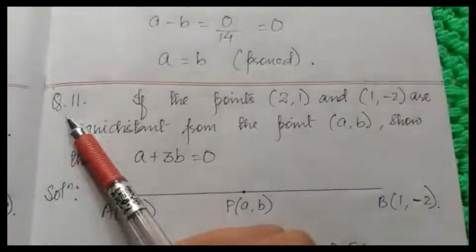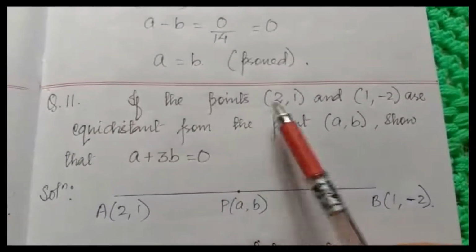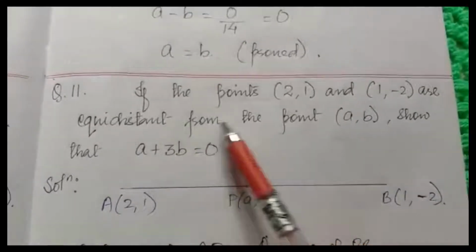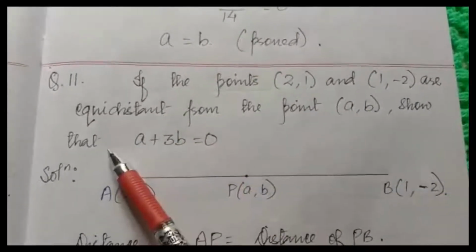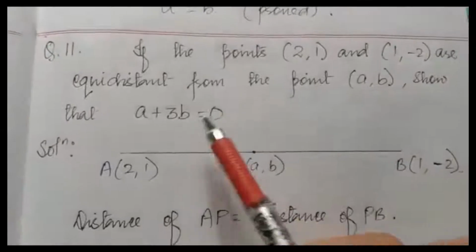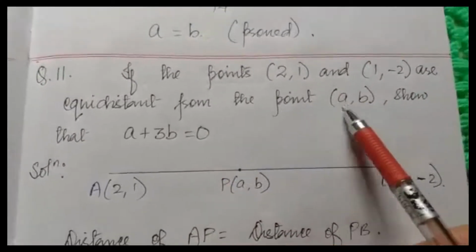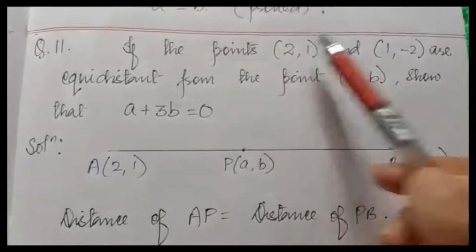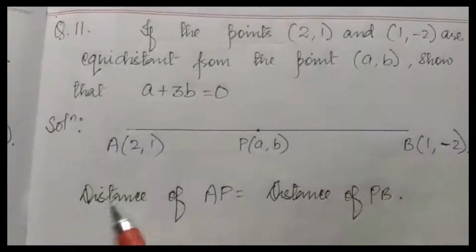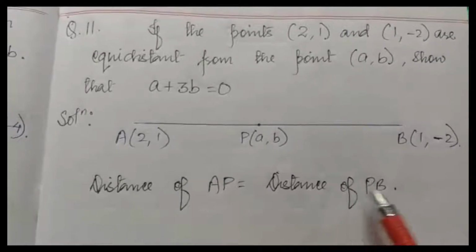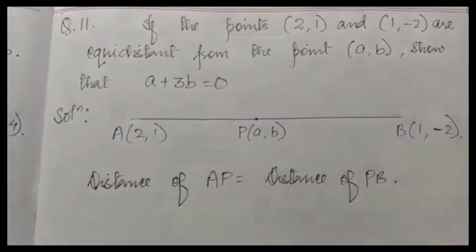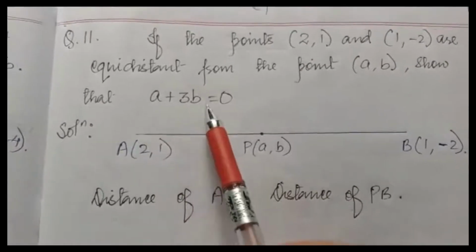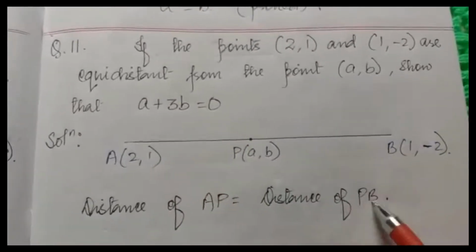Next, question number 11. If the points (2, 1) and (1, −2) are equidistant from the point (a, b), then again with the same concept you have to solve this question. So write this P(a, b), then write this A and B. Same concept, distance of AP is equal to distance of PB. You just put the value and solve. At last the line will be your a + 3b = 0. So this is your homework.